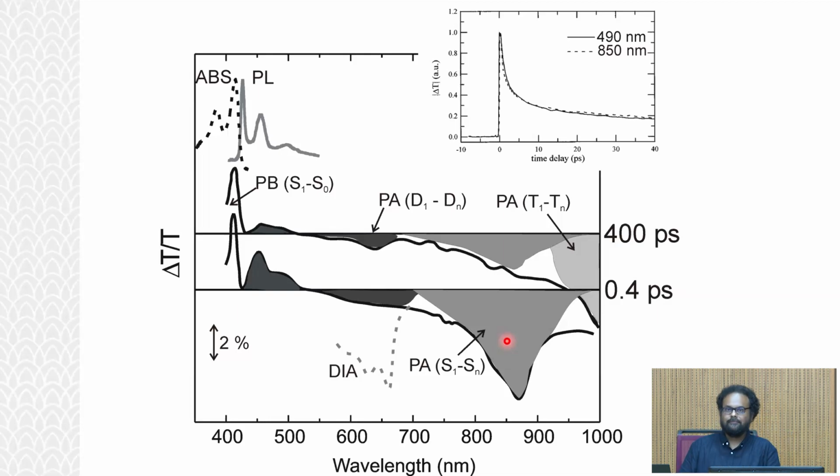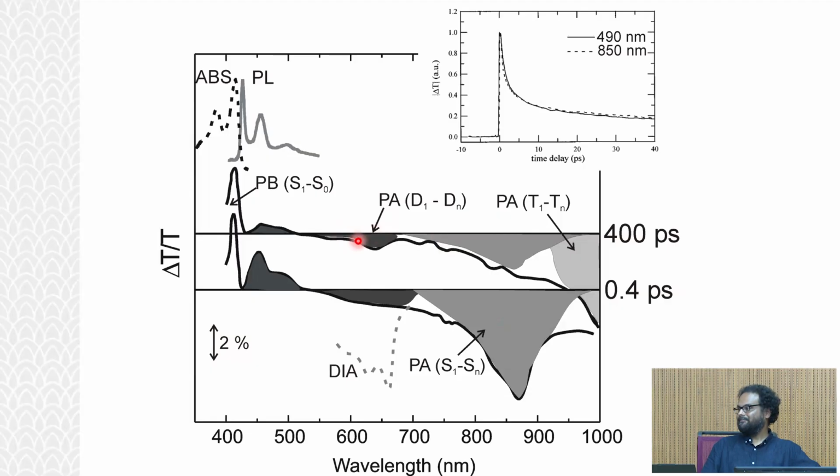For example, here you have this PA, which is associated with absorption of charged species. So you create a neutral species, but something happens in the excited state and it dissociates, creating charged species, and you can see the signature of charged species. You can also see the signature of your singlet state itself, what you photoexcite, but you can also see signatures of triplets.